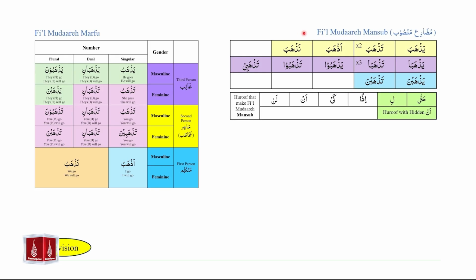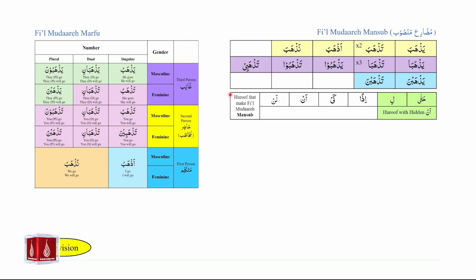And the fi'il mudare mansoob table is as follows. It will start with yazhaba. Yazhabu became yazhaba. Yazhaba, tazhaba, azhaba, nazhaba. Yazhaba, tazhaba, yazhabu, tazhabu, tazhabi, yazhabna, and tazhabna.